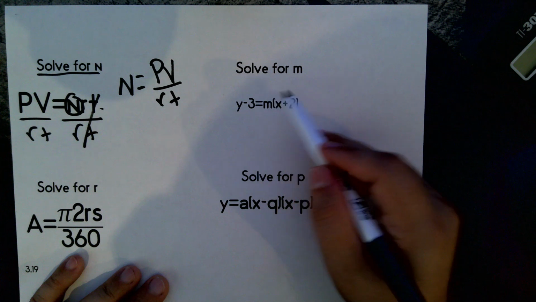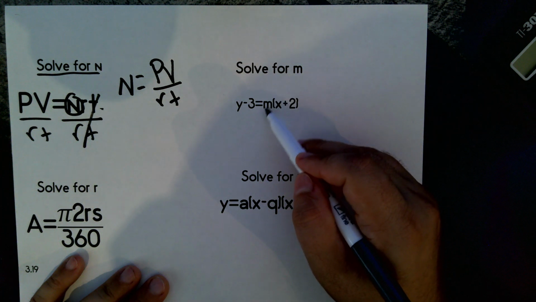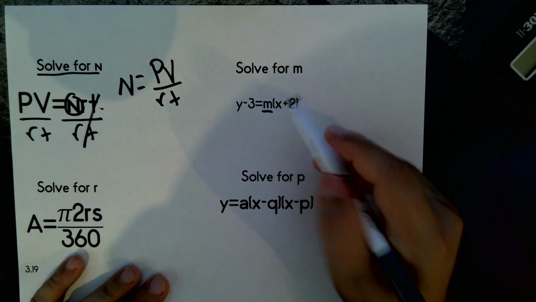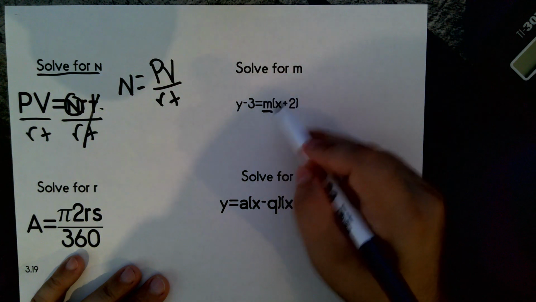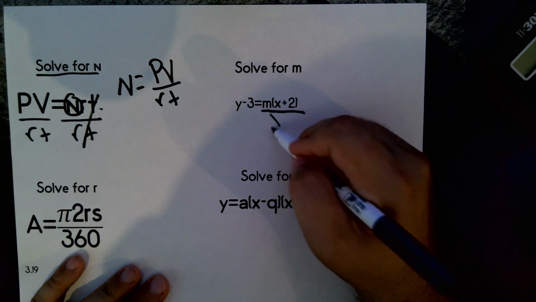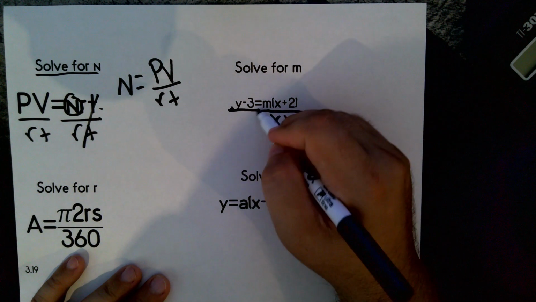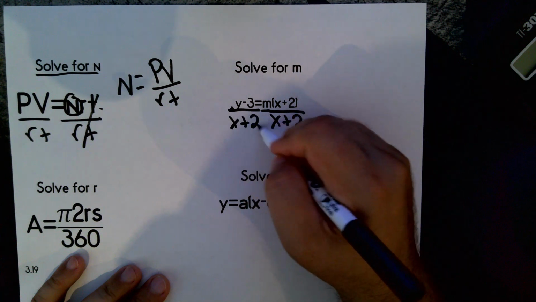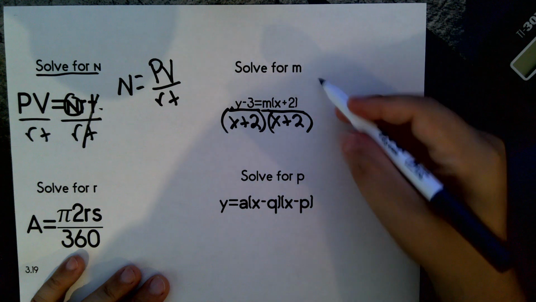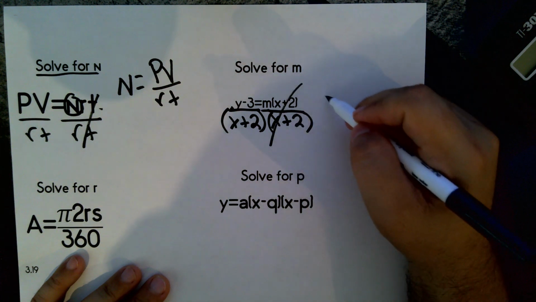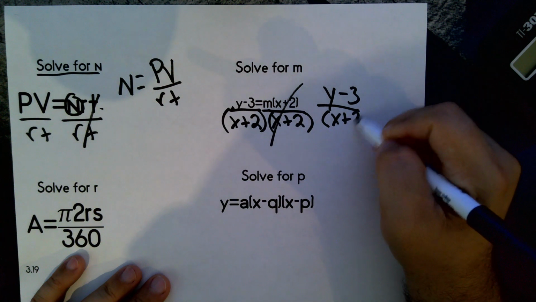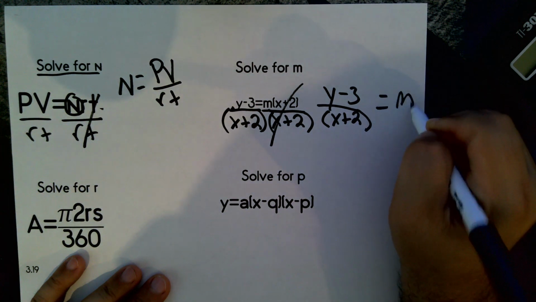And our next guy, it says solve for m. Here's our m, and it's being multiplied by the sum of x plus 2. So why don't we just get rid of this entire sum to get m by itself by dividing by x plus 2 on both sides. You can even put these in parentheses if you'd like, but you don't have to. Let's just rewrite our equation. y minus 3 over x plus 2 is equal to m.